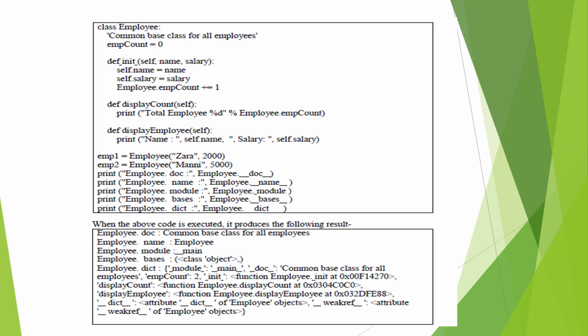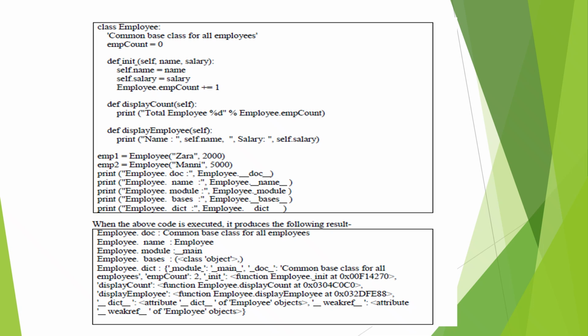empCount is equal to 0. empCount is a class variable, meaning it is shared among all instances of the Employee class. It keeps track of the total number of employees created. Next, the __init__ method, as I have already said in this PPT many times. It is a constructor method which is automatically executed when a new object of the Employee class is created. Self represents the instance being created. Name and salary are parameters that will be assigned to instance variables.